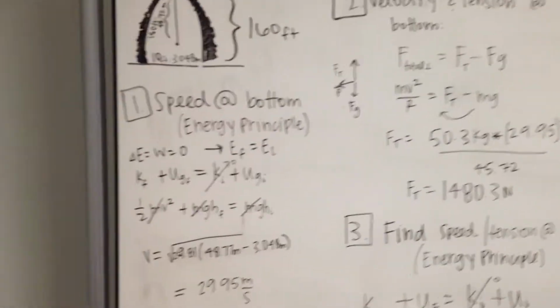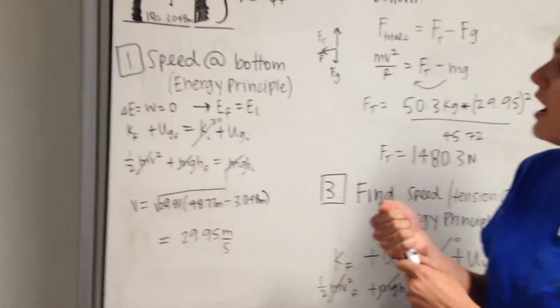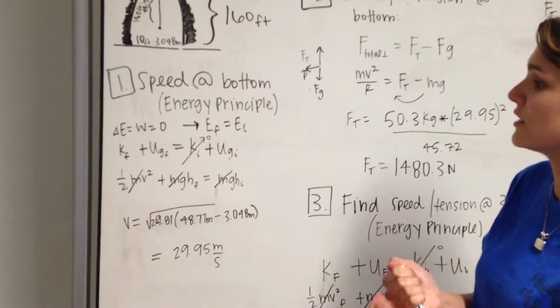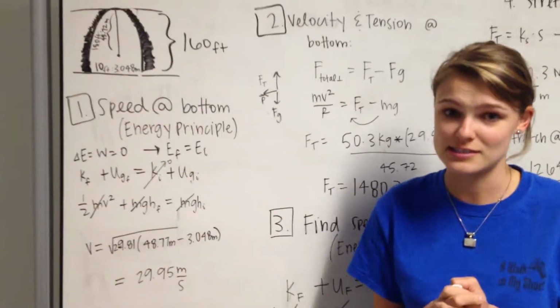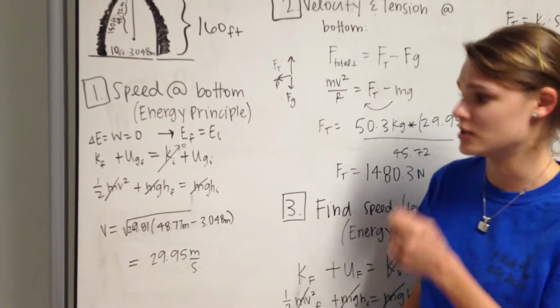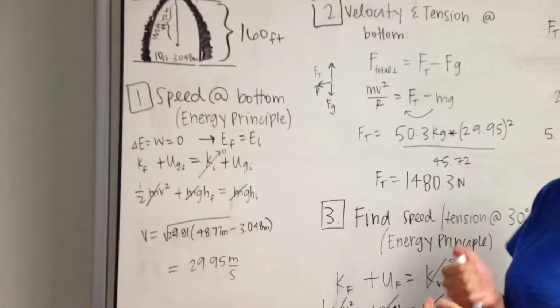So the first thing we want to calculate is the speed at the bottom, when the person is at the very bottom. So we're going to use the energy principle, and we can assume that delta E equals work, and at this point then it's a closed system, so that equals 0. There's no work being done. So E final equals E initial.